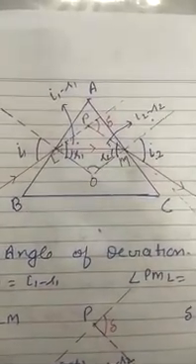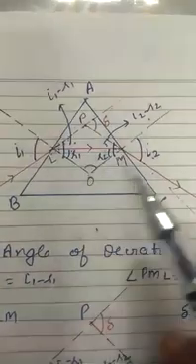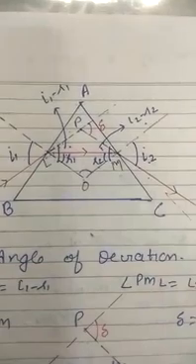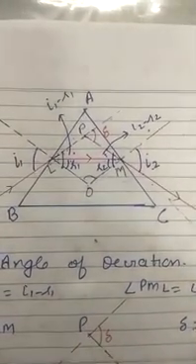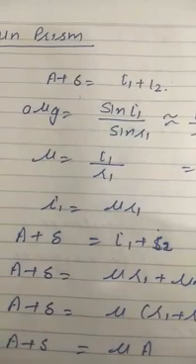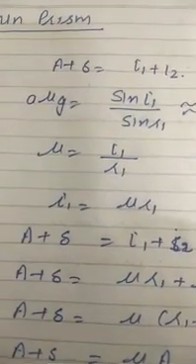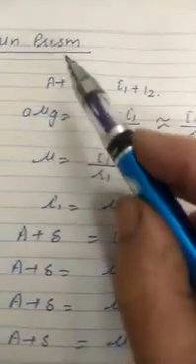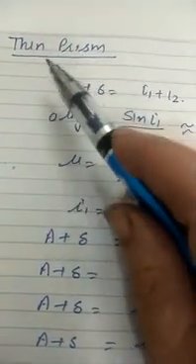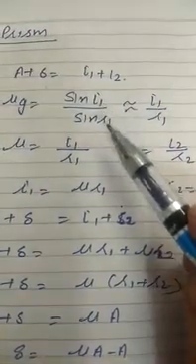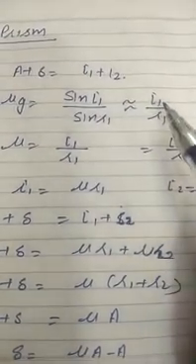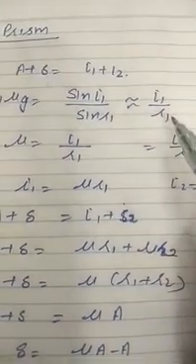And now this was the equilateral triangular prism, but now we are taking the case of thin prism. In the prism that was the expression a mu g is equal to sin I1 upon sin R1, and if the prism is thin, I1 will be very small and R1 will also be very small. So sin I1 will be nearly equal to I1, and sin R1 also nearly equal to R1.